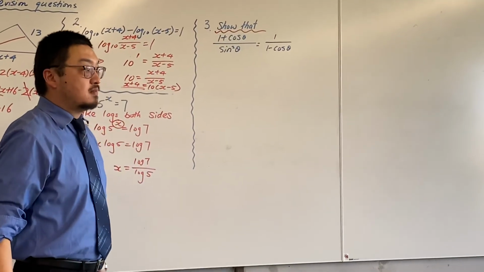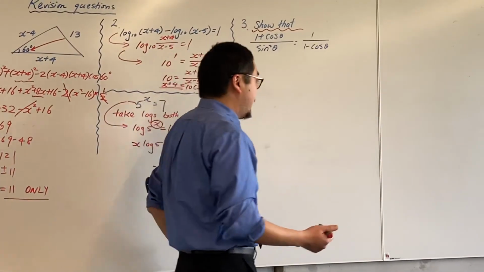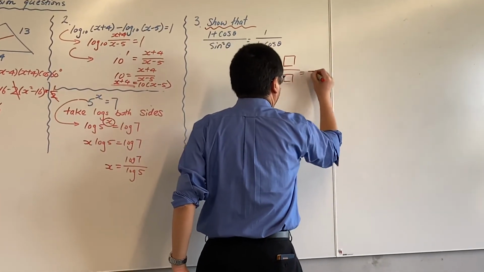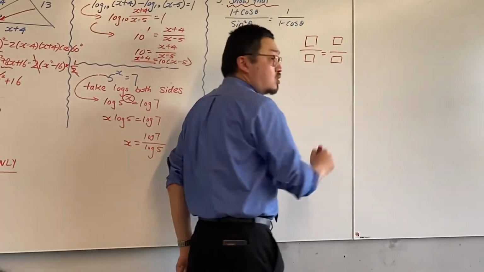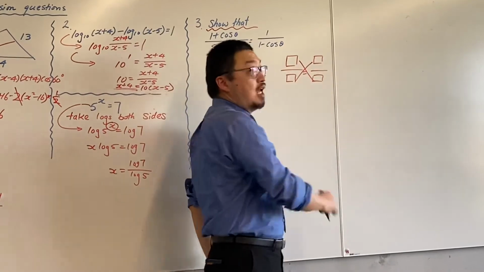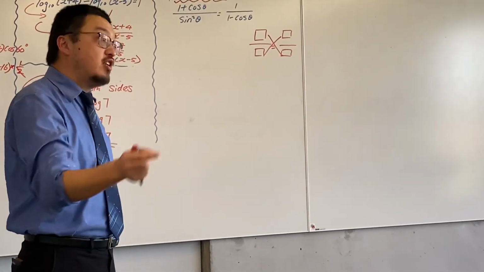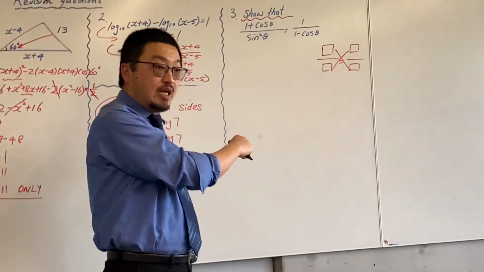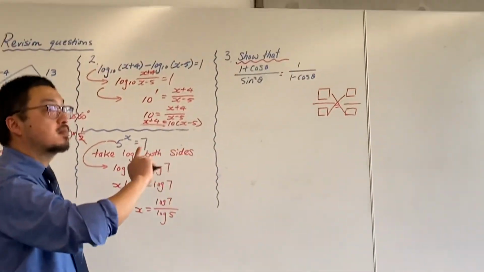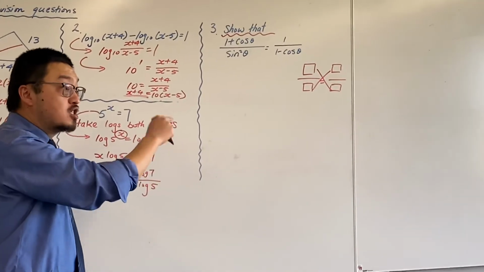Got it. Remember, generally speaking, which I said many times, when one fraction equals another fraction, we can use what method? Cross multiply. Excellent. However, because it's a show that question, I cannot use cross multiply, even though it's in fraction equals fraction form. At the moment, we don't know if it's true or not. So we cannot use the cross multiply technique.